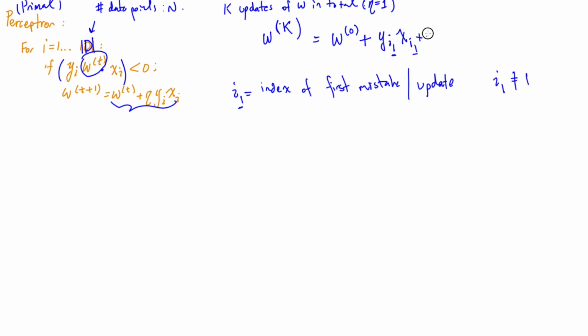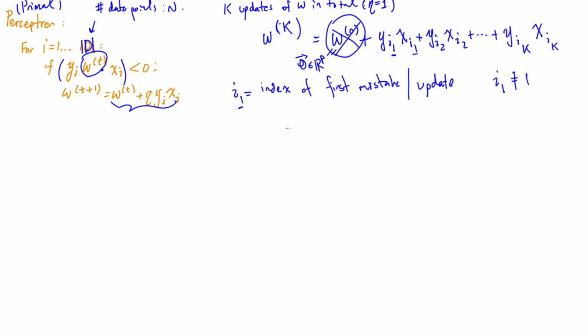And then we do this and we make a second mistake at some other index, i2, and we basically just keep adding up to the last mistake, which is going to be k. Okay, so we have a total of k mistakes. Now, if you recall from last week, what is w0? Well, this is usually just taken to be the 0 vector in the p-dimensional space, right? So this we can just ignore and look at this part.